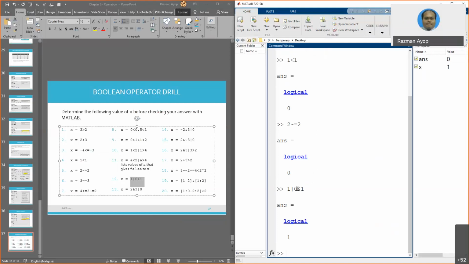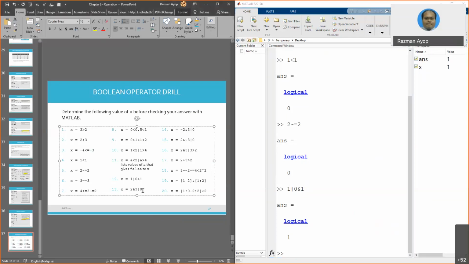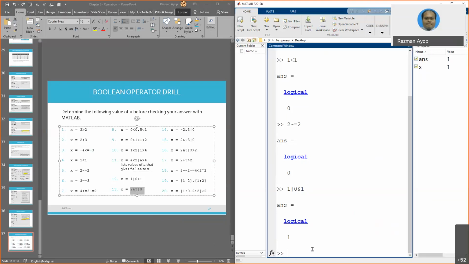So remember, you have to do AND first and then OR. 1 and 0, 0 and 1 is 0, and 0 or 1 is 1. How about this? If you have scalar numbers, of course you have to do AND first. 2 and 3 is 1, because 2 automatically becomes 1, 3 automatically becomes 1. 1 and 1 is 1, 1 and 1 is 1, and 0 is 1 or 0 is 1.